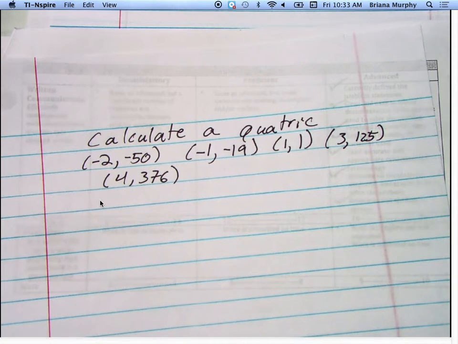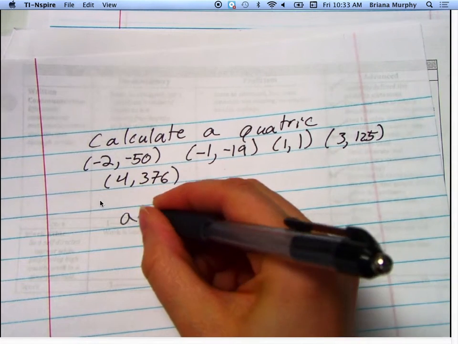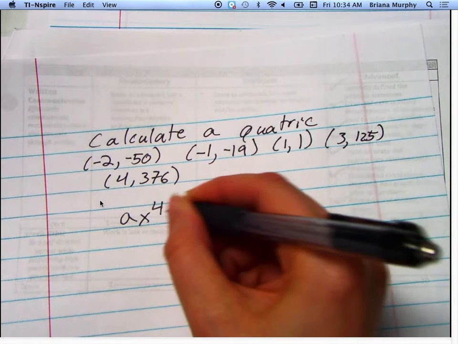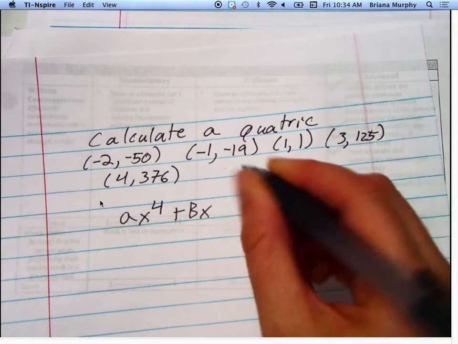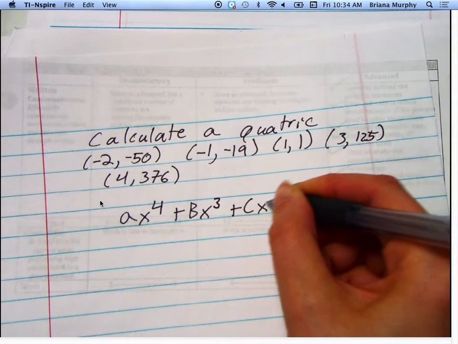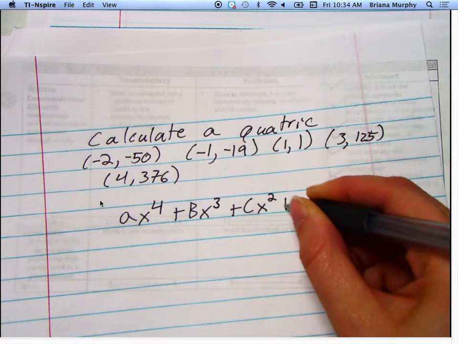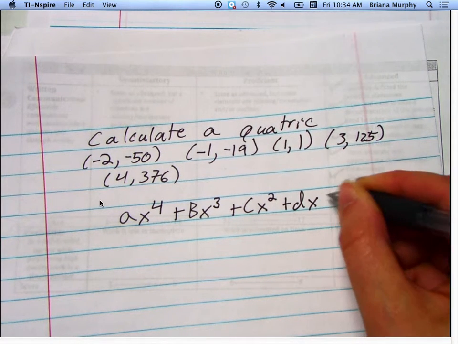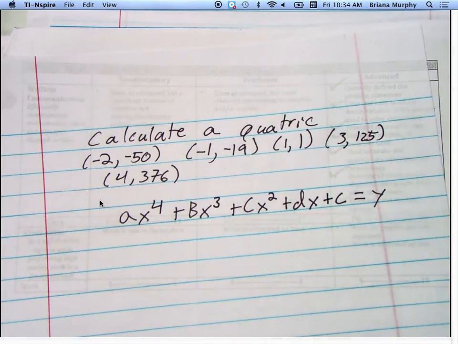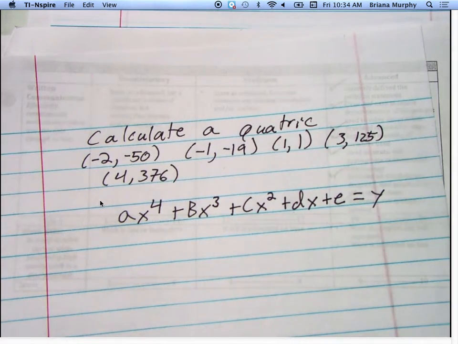Okay? What does this look like? Ax to the what? 4th. Plus bx cubed plus cx squared plus dx plus c equals y. Oh, e. That's an e. I don't know why I put c.